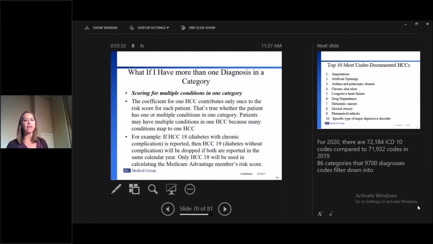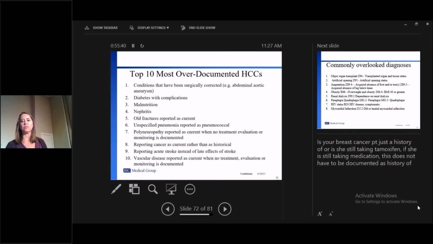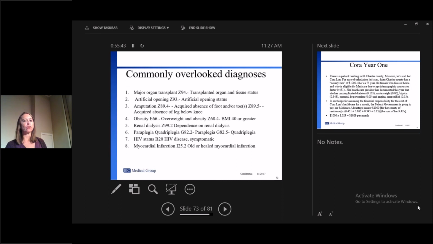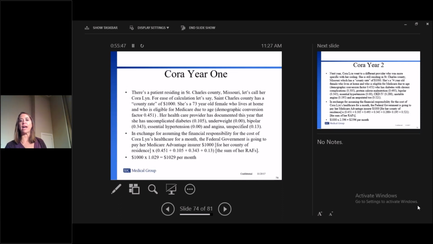And then on here, I want to make sure that I show you the most underdocumented and most overdocumented codes, and then commonly overlooked codes. And then I'm going to real quick, I know I'm running out of time, get into why this is important. So I'm going to give you this patient.